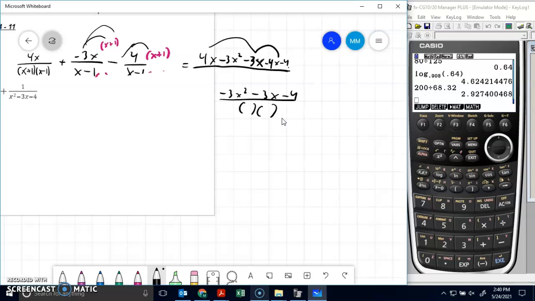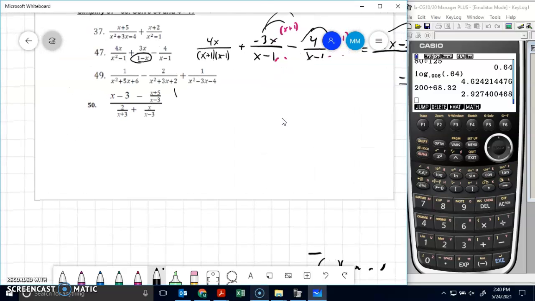Okay, you do not have to do the next one, number 49. I realize how difficult it is. It won't be one that hard on the test. So I'm going to jump to 50.